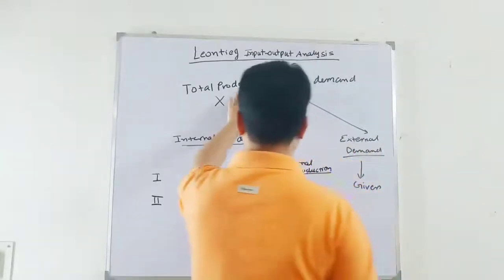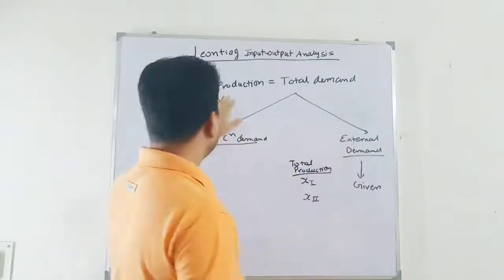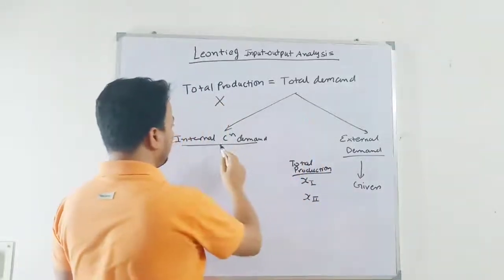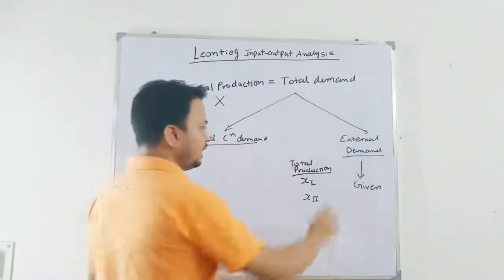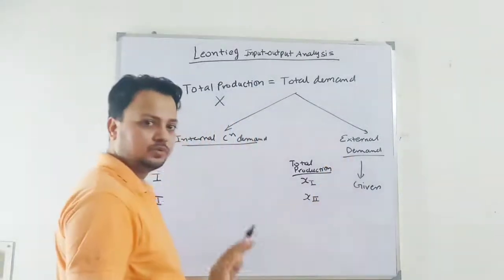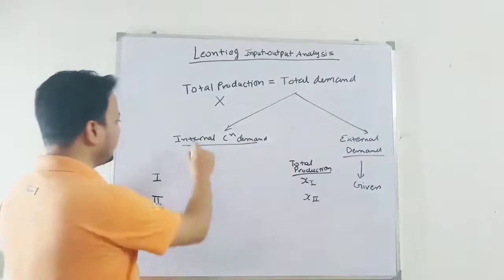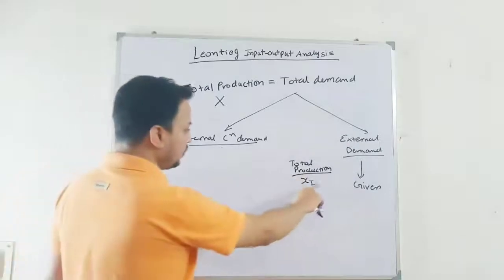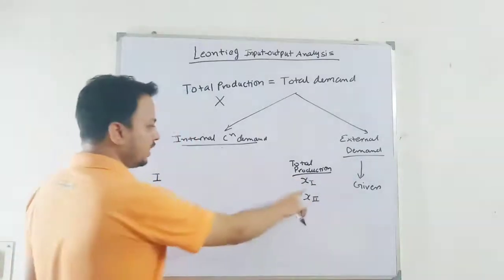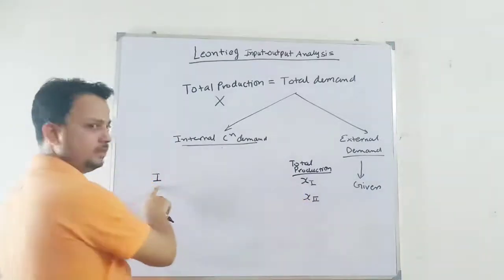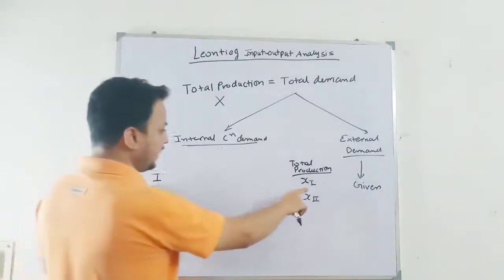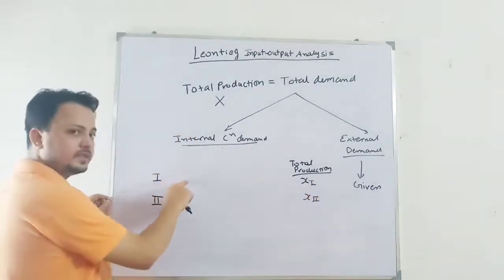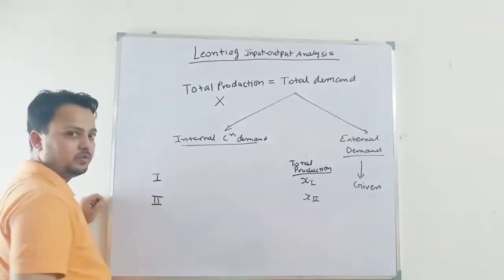So we know total production equals total demand, and total production I denote by X. Total demand I have divided into two parts: internal consumption demand and external demand. External demand is given to you; it is an assumption. Now look at internal demand. Industry 1 is producing X1 output, so X1 is the total production of industry 1. In order to produce this X1 unit of output, it is using inputs from its own industry and inputs from the second industry also.